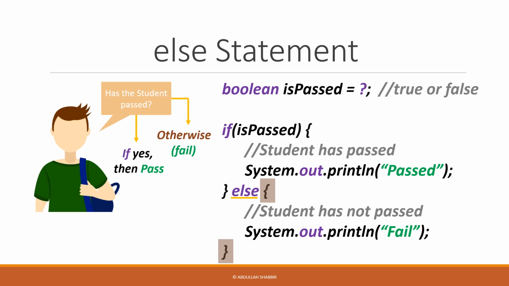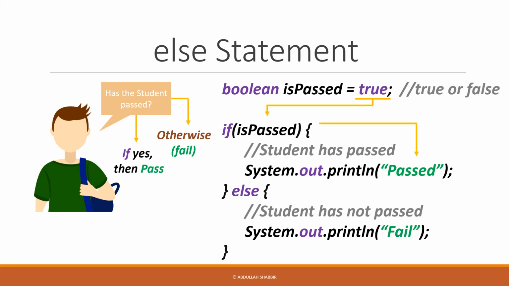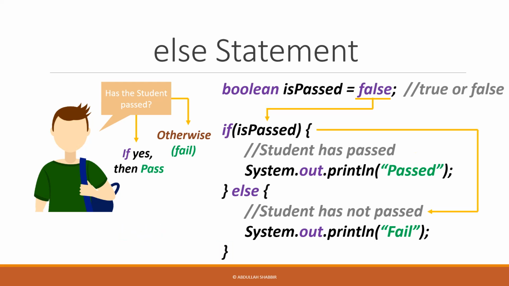Now let's try this code out with the assigned boolean values. If isPassed is true, our if test condition will be satisfied and our code will print out "passed". Otherwise, if it's false, this will fail the test condition, and rather than going to the if code block, it will go to our else code block and it will print out "fail". Again, only one of these code blocks will be executed when you run this code. Either the code will execute the if or the else condition.